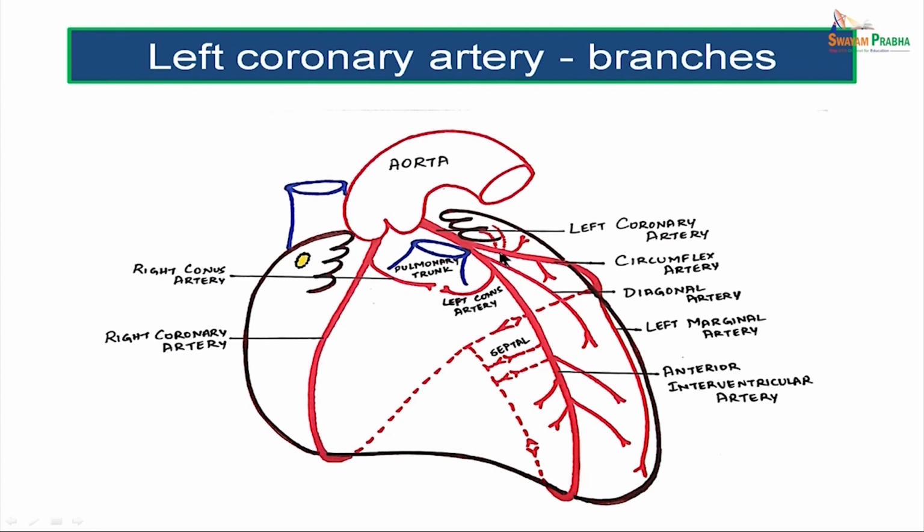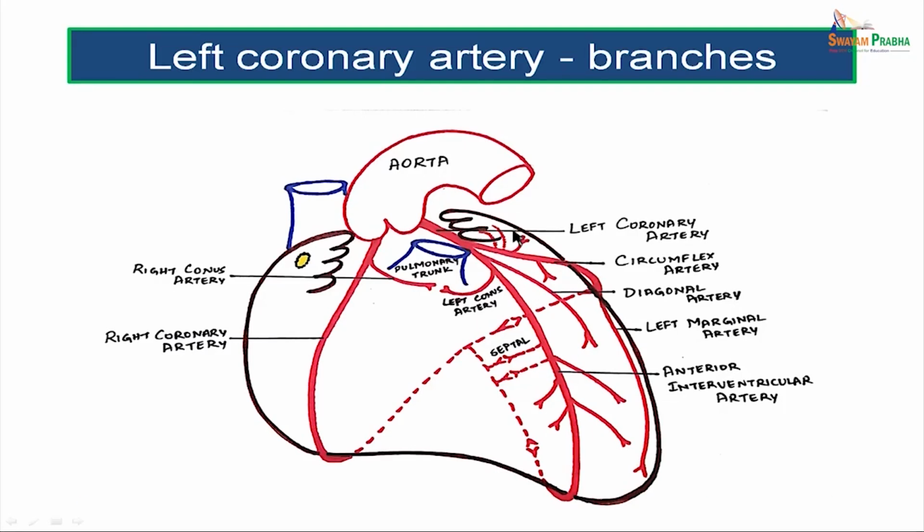The other terminal branch which we spoke about is the circumflex artery. It is called so because it winds around the obtuse margin of the heart, circumscribes the heart. The circumflex branch will run very close to the mitral valve. So, during mitral valve replacement, this artery can get injured. So, we should be careful in dissecting out the circumflex branch while doing mitral valve replacement.